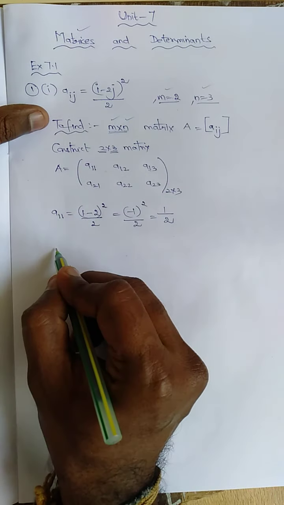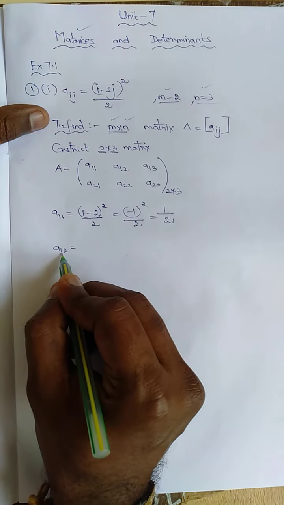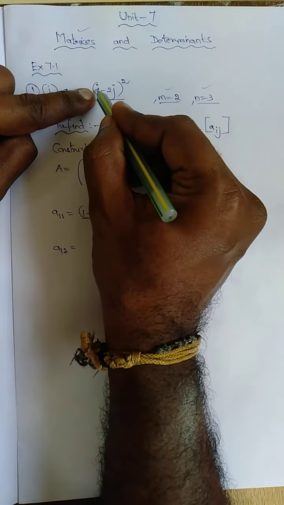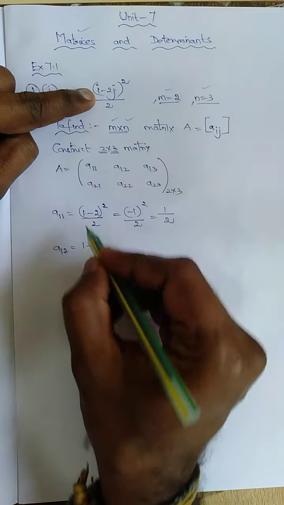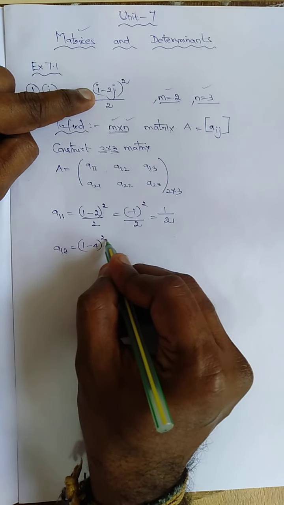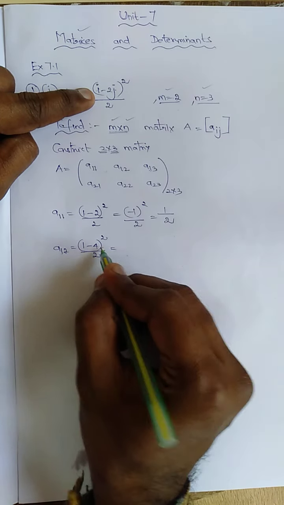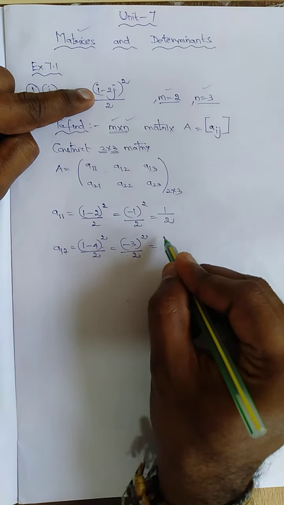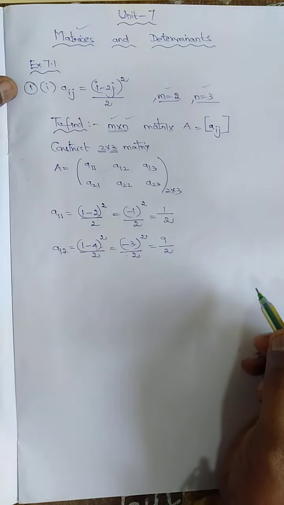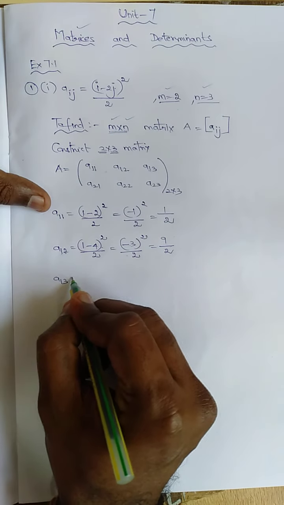Next, A12. I is 1, j is 2. Apply 1 minus, what is j? 2. 2 2s are 4. 1 minus 4 the whole square divided by 2. 1 minus 4 is nothing but minus 3. Minus 3 the whole square divided by 2. Minus 3 the whole square is nothing but 9. 9 by 2.